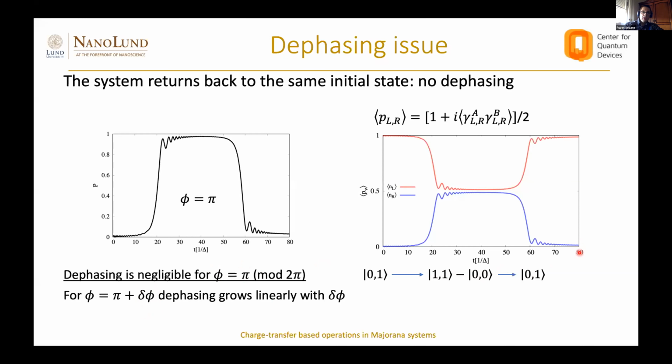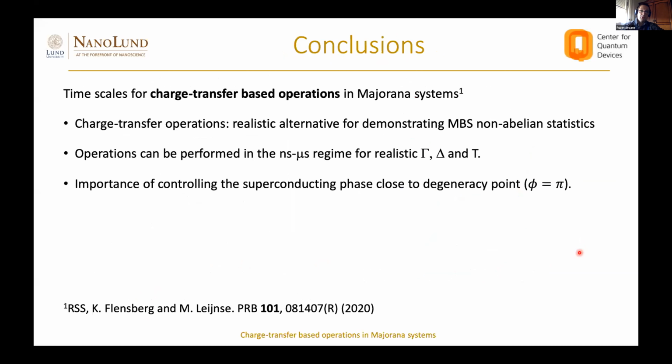And with that, I would like to finish. I hope I have convinced you that charge transfer-based operations are realistic proposals or alternatives to demonstrate non-abelian statistics or Majorana fermions that can be performed actually in the nanosecond to microsecond regime for realistic parameter values. And actually, the important parameter to be controlled here is the superconducting phase difference between both sides.